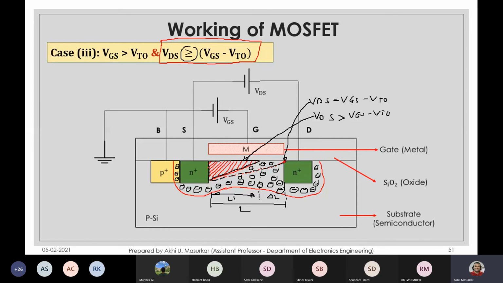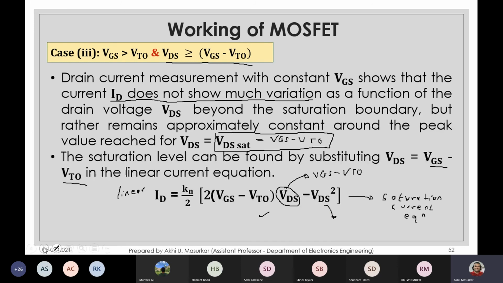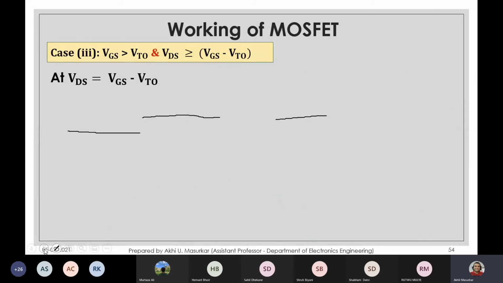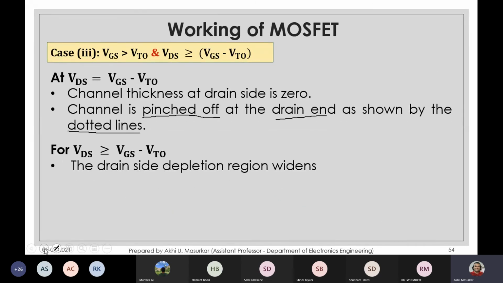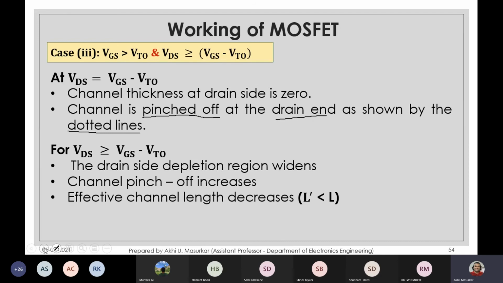So the amount of pinch off is delta L, and we can also write that delta L is L minus L dash, that is the amount of pinch off. So for VDS greater than VGS minus VTO, the drain side depletion region widens, the channel pinch off increases, and the effective channel length decreases. So we get L dash is L minus delta L.